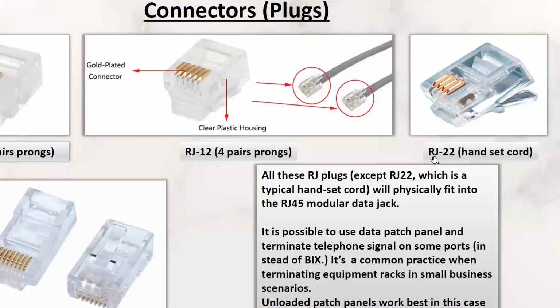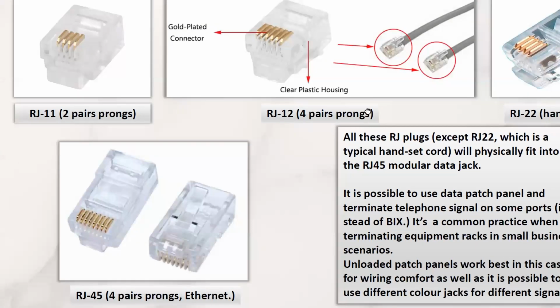Here is RJ22. It's the smaller jack that is used for the handset cord. And of course, here's a good old famous RJ45 that looks like this. The Ethernet, the computer jack or plug, which we already have done.